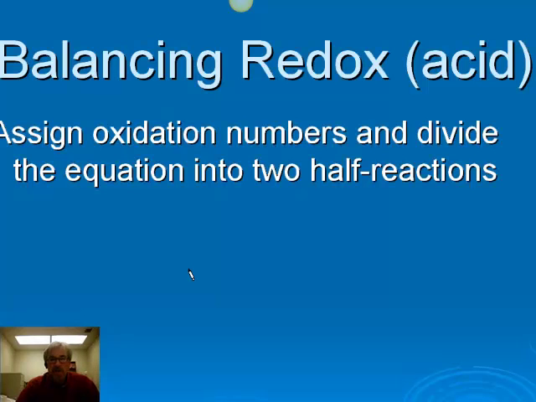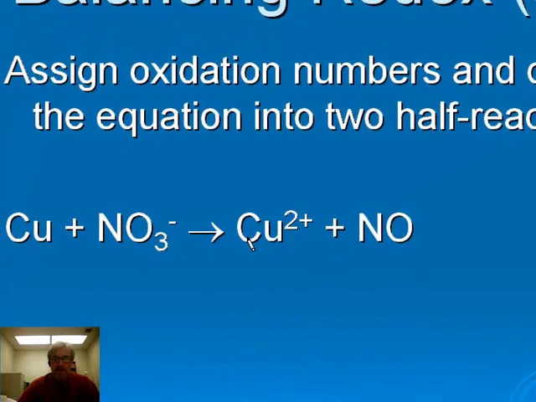The first thing you want to do is assign oxidation numbers to everything, every atom in this equation, and divide the equation into two half reactions, one for oxidation and one for reduction. Let's take a look at an example.